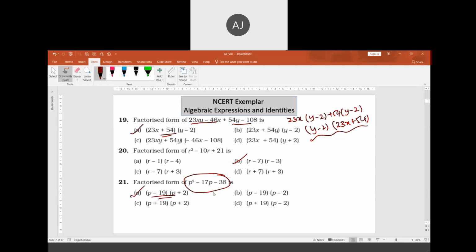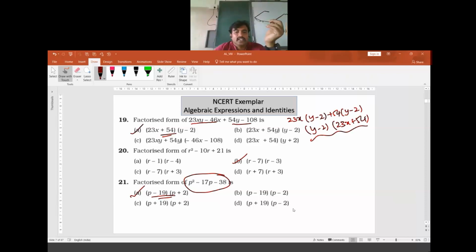Minus 19 plus 2 is minus 17. Very good. You have to think in those lines. Minus 19 added to plus 2 will be minus 17. If you are taking option D, 19 minus 2 will be positive 17. Here we have negative 17. Isn't it easy?